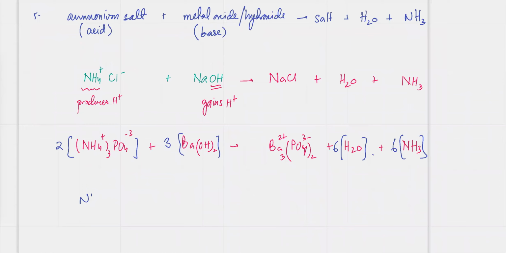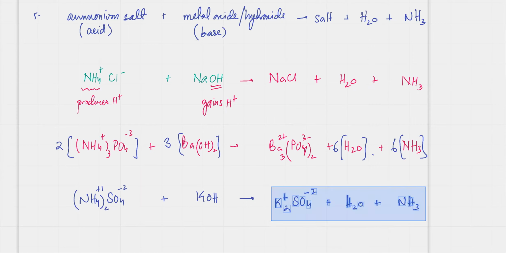Let's pick any other ammonium salt, NH4 plus 1 and SO4 minus 2. So it's going to be NH4 twice, SO4. Let's react it with KOH, which is a base. The NH4 will turn into NH3, so that's ammonia. The OH ions will turn into water, so the NH4 and OH ions are gone. What's left is K and SO4. K is plus 1, SO4 is minus 2, so it's going to be K2SO4. And that's going to be your entire reaction.